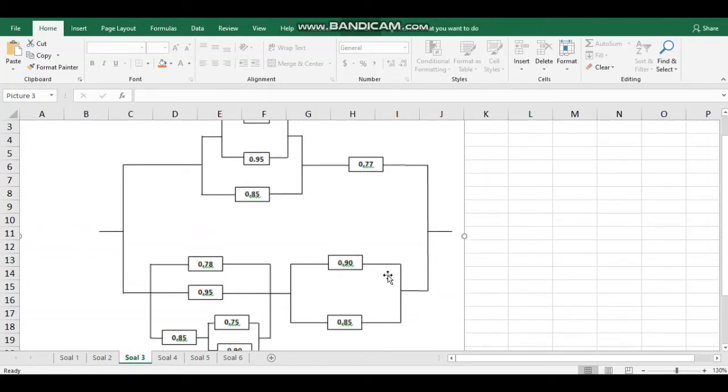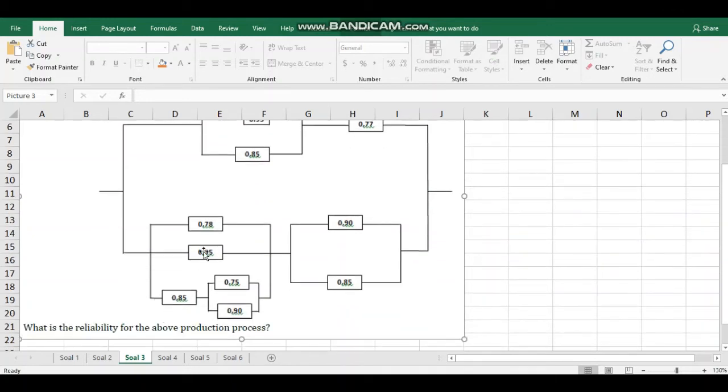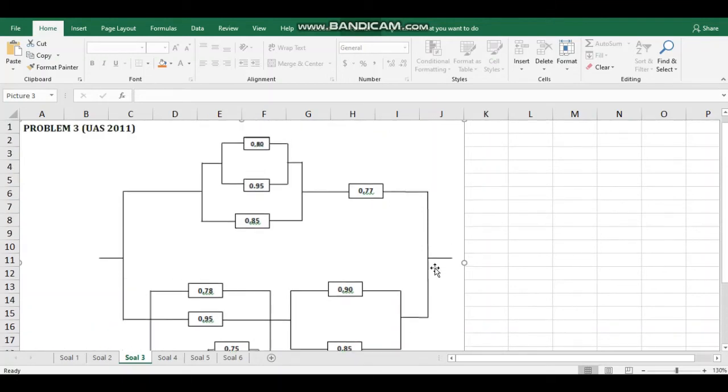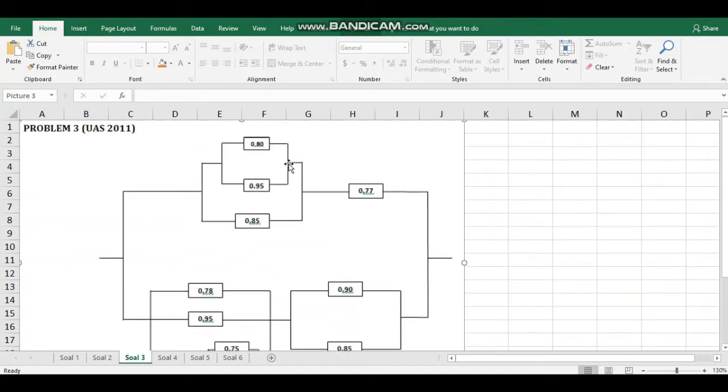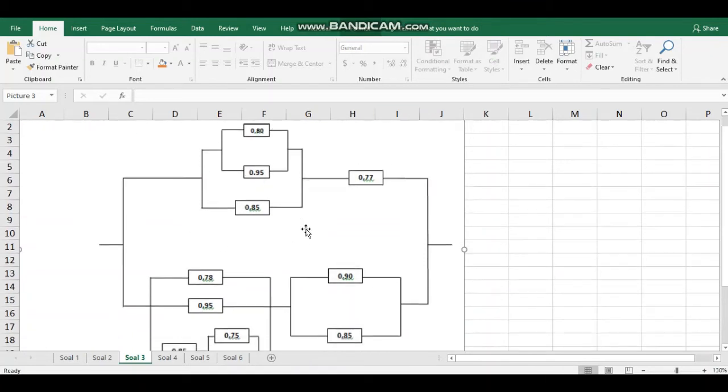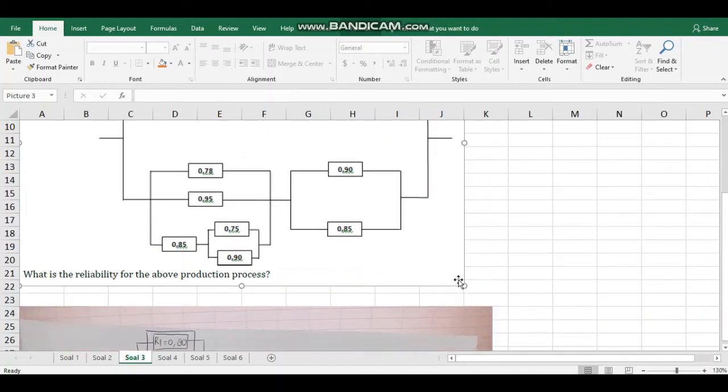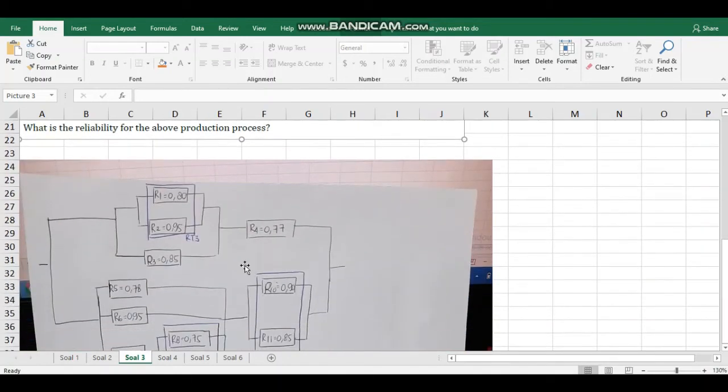We have to find the reliability of these two. This is the redundancy, 0.85. Finally we have to multiply, because next it becomes series, so we multiply this section with this one, and then they become one, and this one is multiplied with 0.77. Because they are in series, they become one, and the last one we multiply this part with this part. Okay, so let's start with this figure.